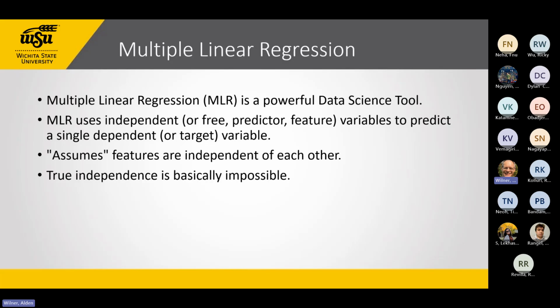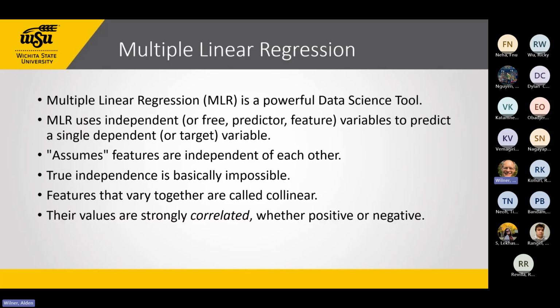If the features are not independent, and true independence is basically impossible, right? Everything has some variance or some covariance in common. But things that vary very closely together are called collinear. So if there's no variance at all between two things, then they don't add separate information. Their values are strongly correlated, whether it's a positive correlation or a negative correlation, strong collinearity, right? VIF is a metric that we use to measure collinearity.